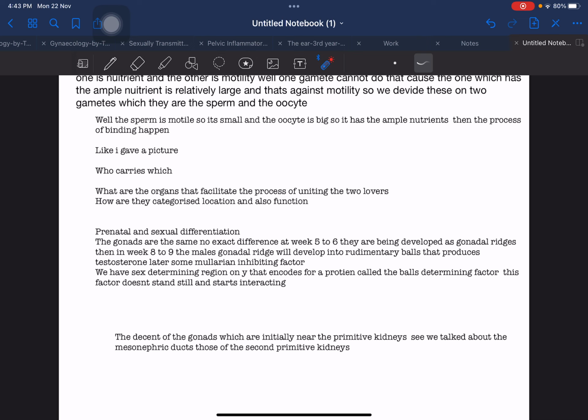Johns, and the female has the Mrs. Johns outside, labia majora, the vagina and stuff. Labia majora and minora are from the external genitalia. But what we want to focus on is the vagina.